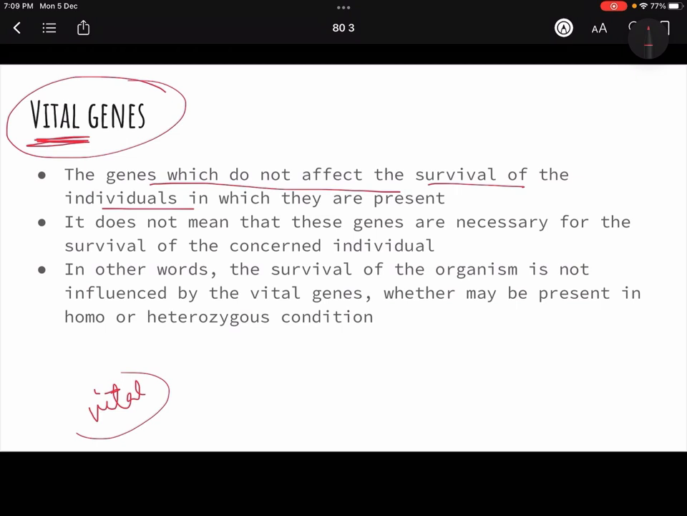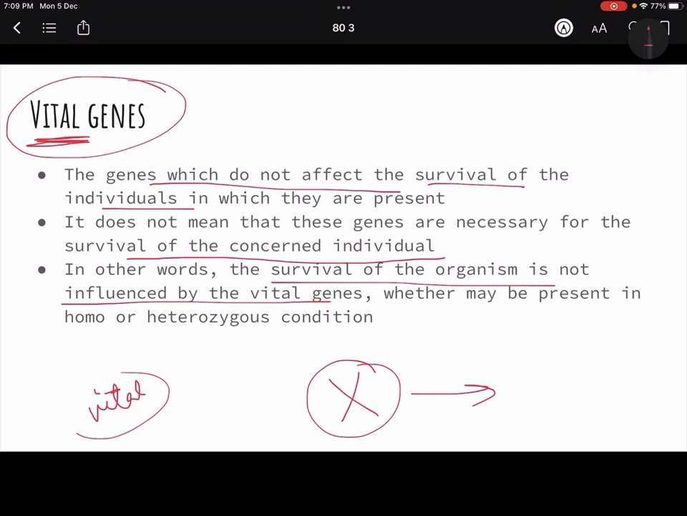That means it is saying that it is not that these are necessary for the person. That means if I do not have these genes, it is not that I will die. Okay. So these genes are there or not, they are not causing any effect on my survivability. Right? So the survival of the organism is not influenced by the vital genes. Or if they are there, they might increase, right? Or make my life a little more successful.